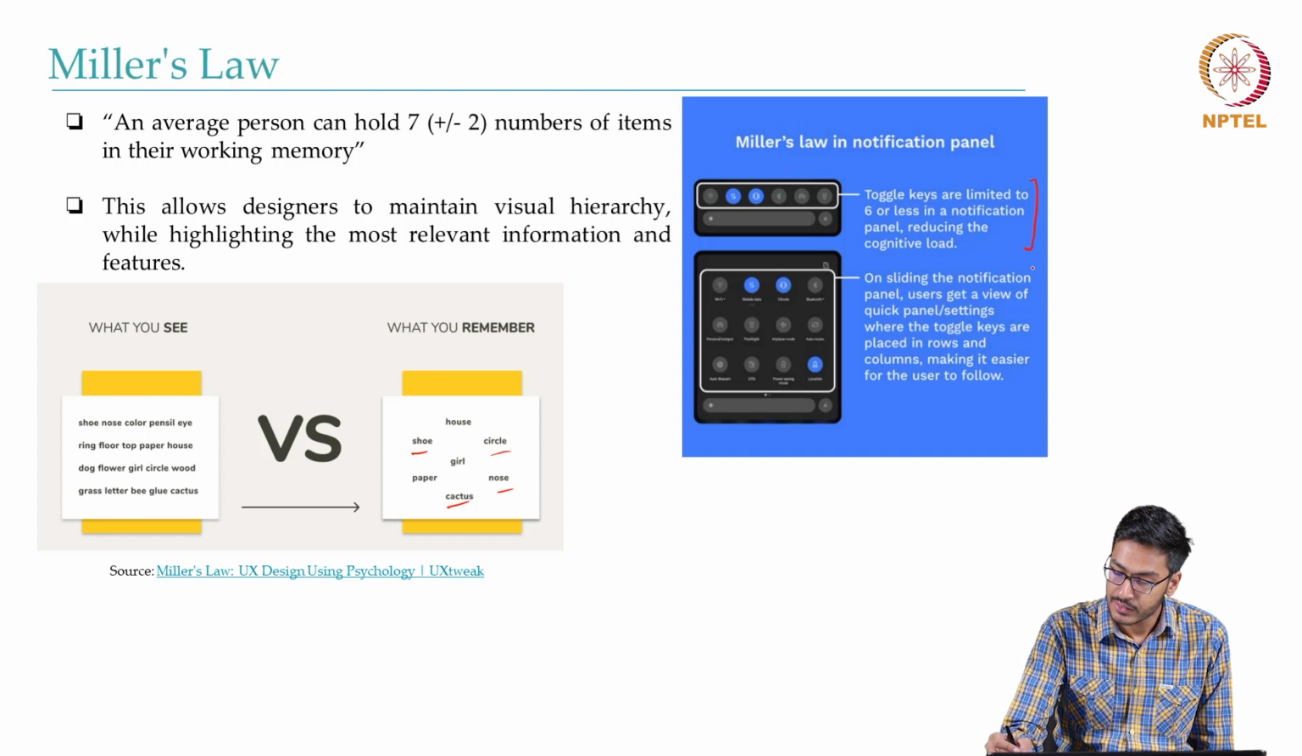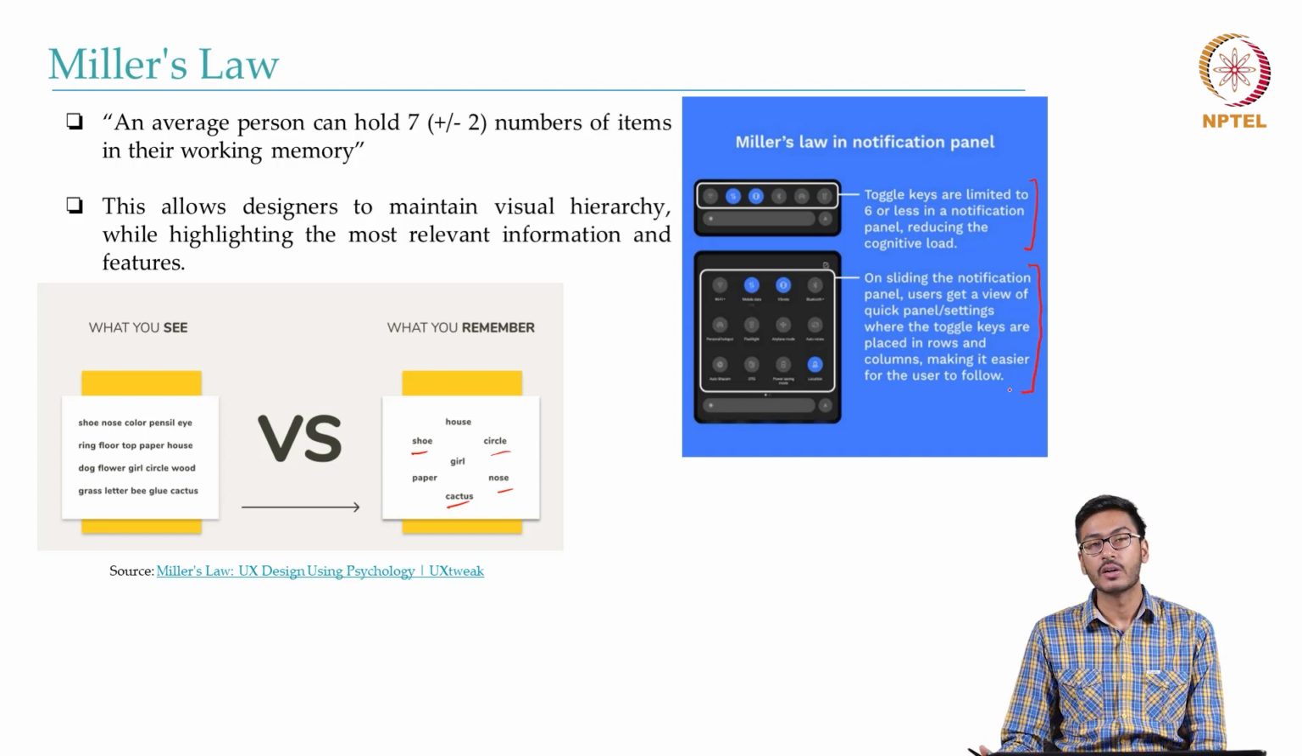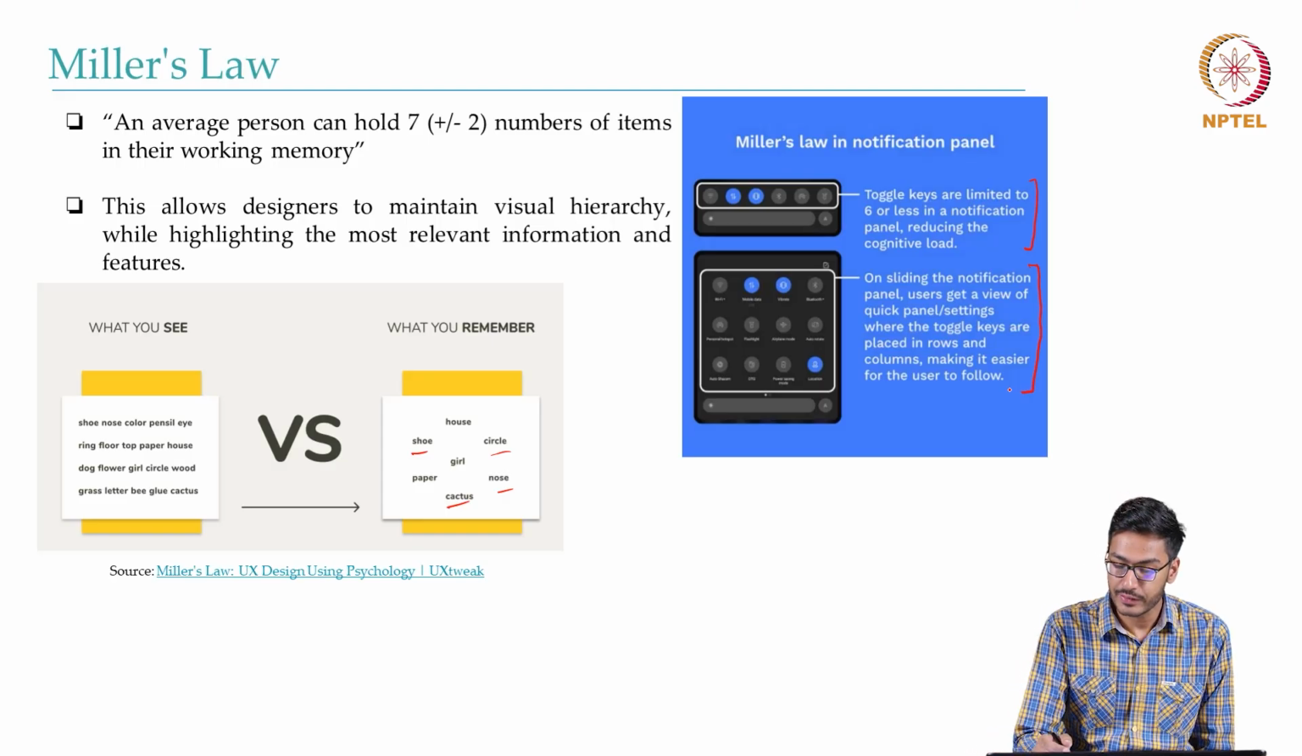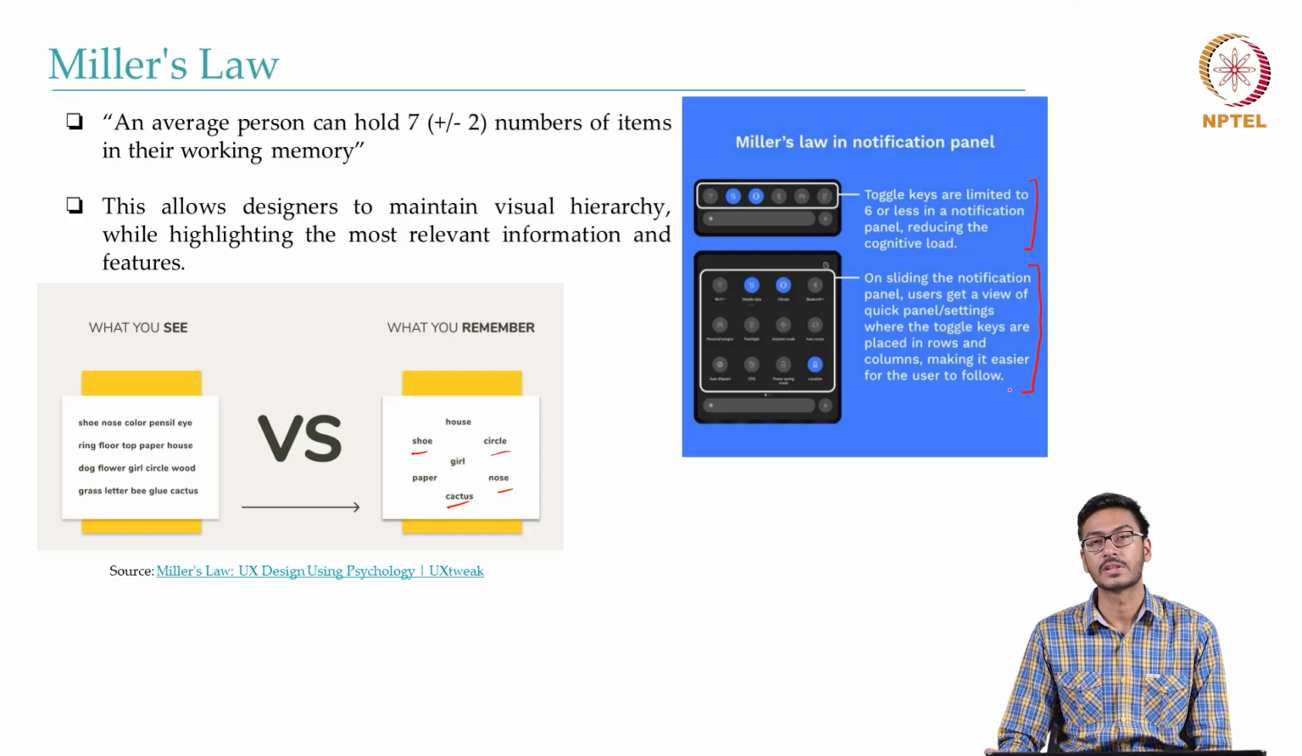Once we slide the notification panel, we get a view of the quick panel or settings. Basically, settings where we get to see all the toggle keys placed in rows and columns, which makes it easier for the user to follow.